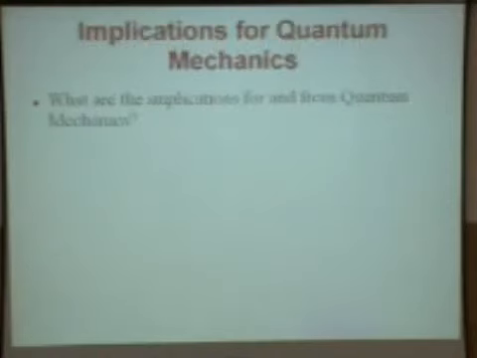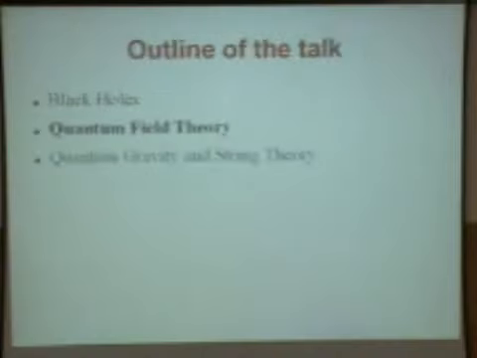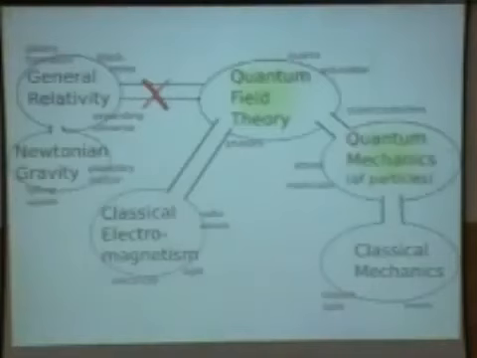So what are the implications for and from quantum mechanics? The laws of nature are quantum, and our most precise and accurate descriptions of natural phenomena come from quantum mechanics, but not quantum mechanics of particles, but what's called quantum field theory. And this is just one way of looking at the role of quantum field theory in our description of nature.